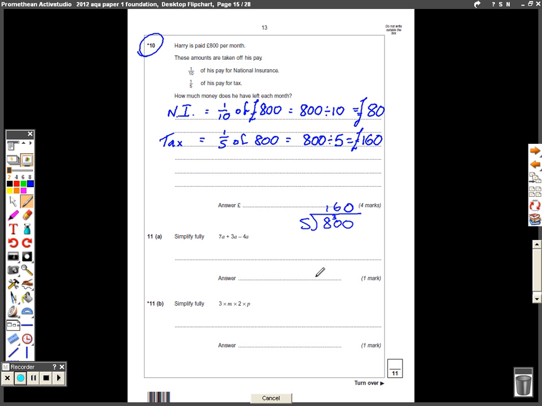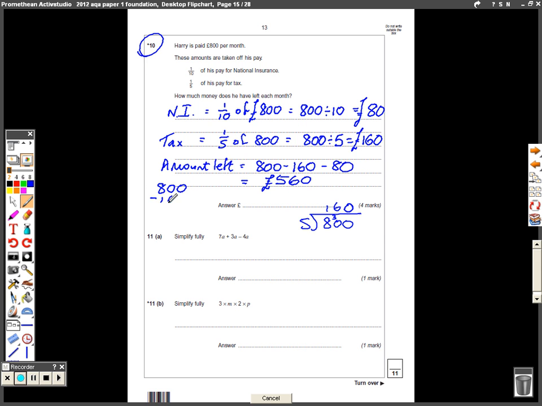How much money does he have left each month? Well, we've got the amount which is going out, the national insurance and the tax, so the amount left is going to equal 800, take away 160, take away 80. 800, take away 100 would give me 700, take away 60 will give me 640, take away 80 will give me 560.